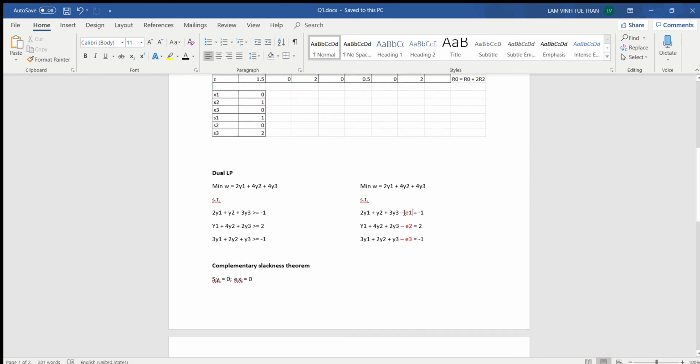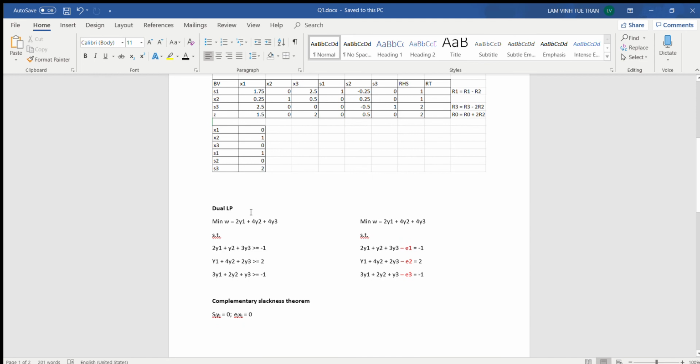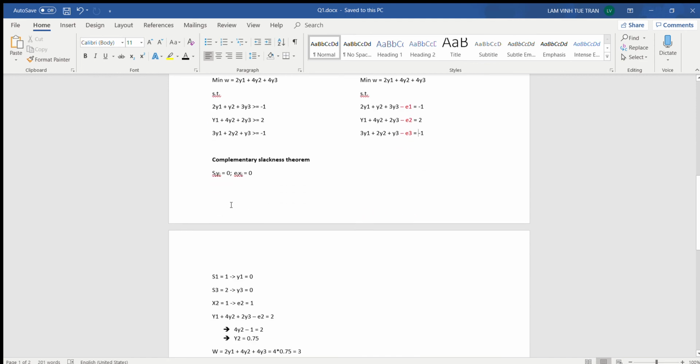So we add minus e1, minus e2, and minus e3 to the three constraints and change the greater than or equal to sign to the equal sign. So now we apply the complementary slackness theorem to solve the dual linear program.